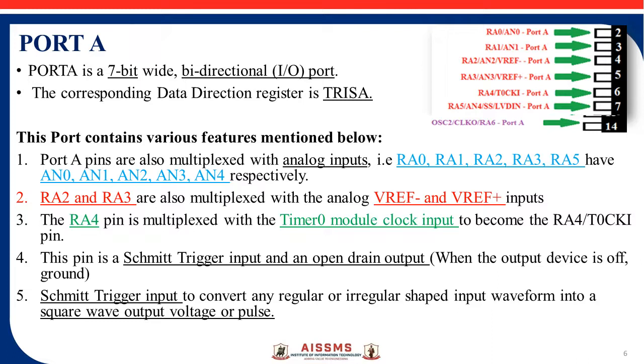Now the next is RA4. The RA4 pin provides the timer 0 module clock input. They provide the timer 0 features. They also provide two features, that is Schmitt trigger and open drain output. Schmitt trigger means, see, each and every pin can work as an analog pin. Analog pins means square waves or sine waves like ECG. ECG is used in the medical field, showing the pulse rate in a particular wave format, right? So all these wave information are generated or triggered by using this pin, that is Schmitt trigger. And open drain output means when your output device is off, at that time the power supply is connected to the ground. Okay, so they provide this kind of features.